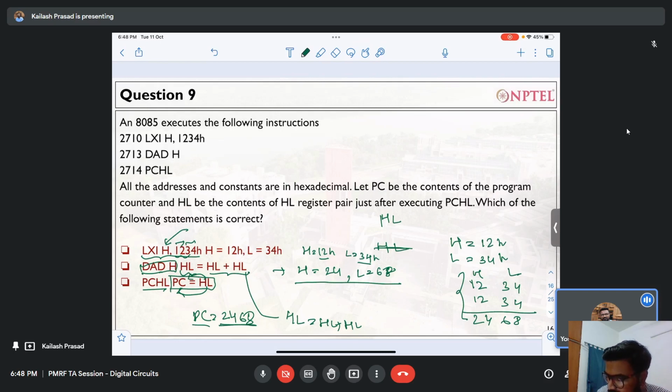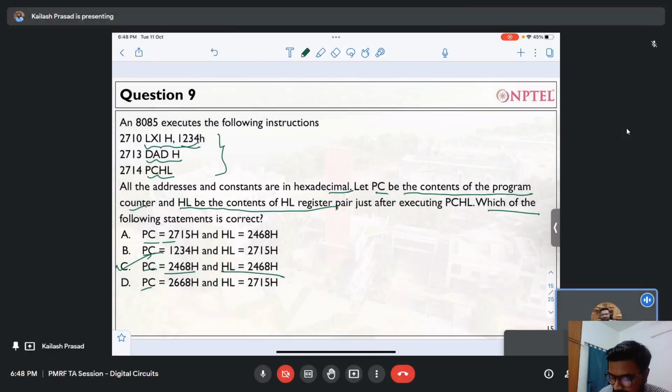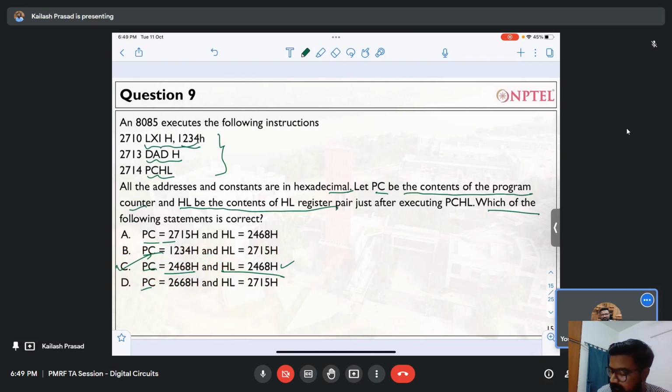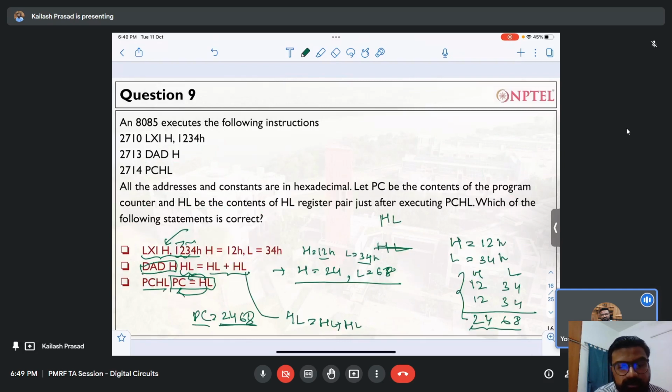So we have to just see which options are the same. We already have the answer. But what is the exact value we got from here? 2468. So the answer is 2468. Is this clear with everybody? Yes, sir.